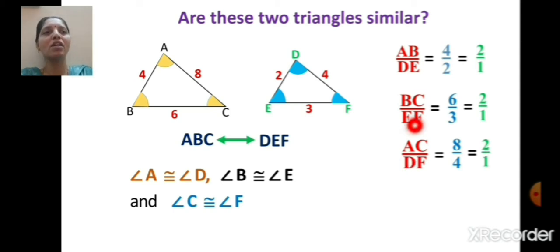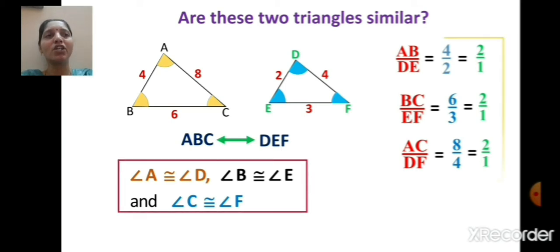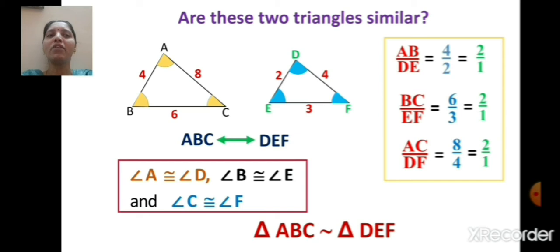So you can see here all the three corresponding side ratios have the same value, that is 2 upon 1. That means we can say that the ratio of their corresponding sides is equal, or all these sides are in the same ratio, right? Therefore you can see here two conditions are fulfilled. So triangle ABC is similar to triangle DEF.